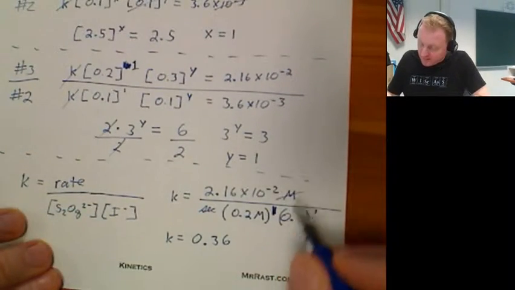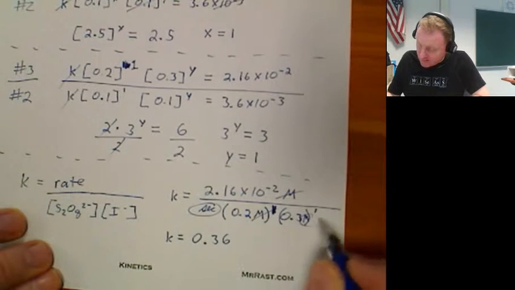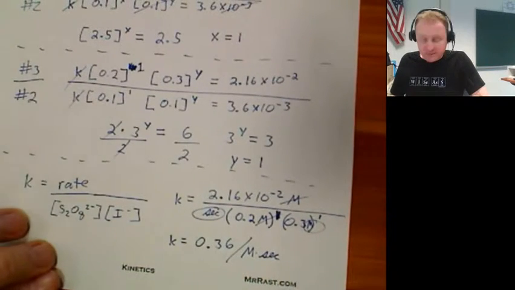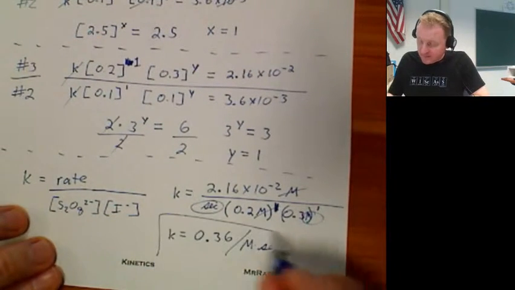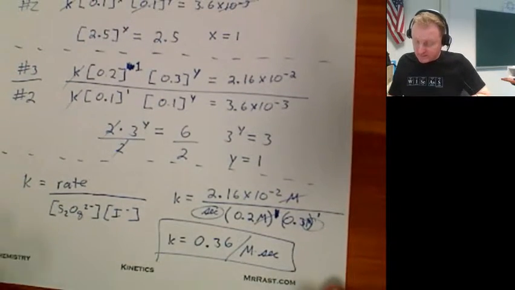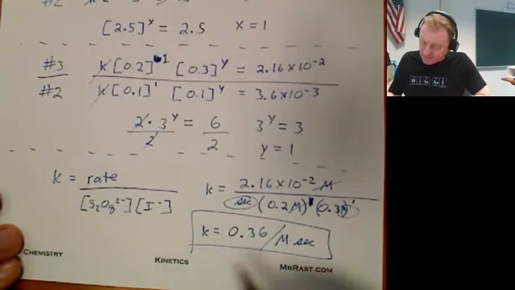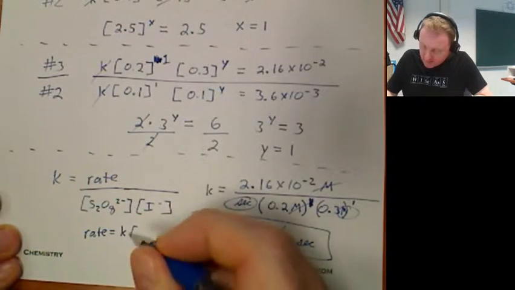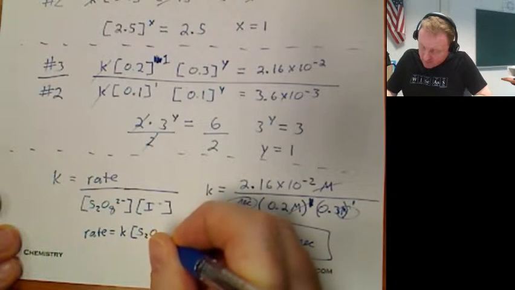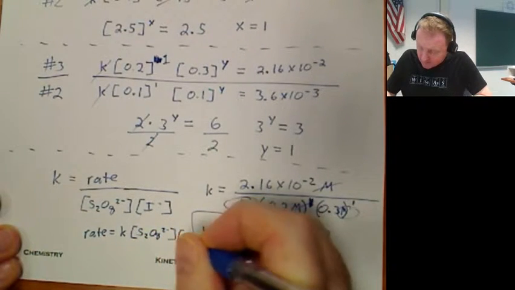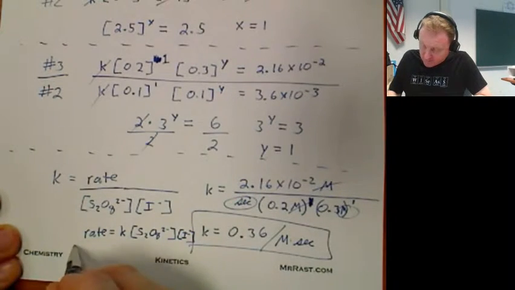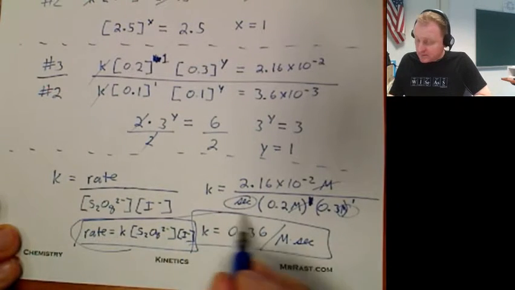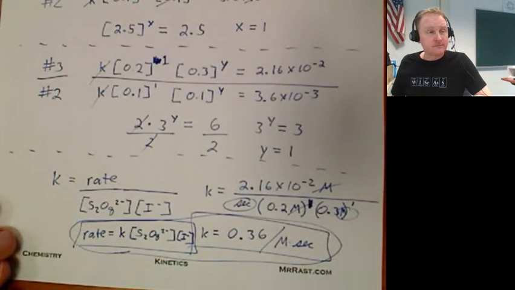1 molarity cancels with 1 molarity. You're left over with the seconds and another molarity. So your unit is molarity seconds. That's our value for k. And our rate law, I didn't write that, I should do that. Our rate law is rate equals k times S2O8 to negative times iodine. That's our rate law, and that's what k equals. And you need both of these pieces to answer the question. All right.